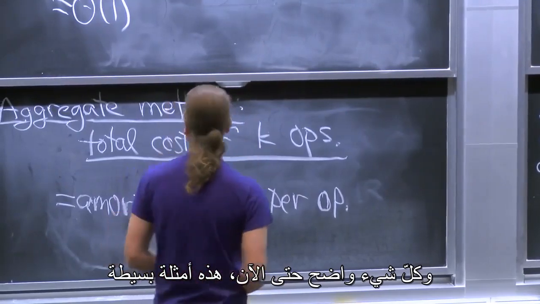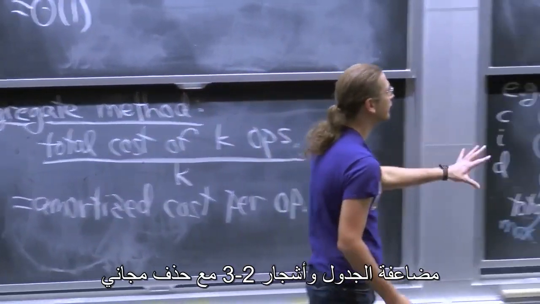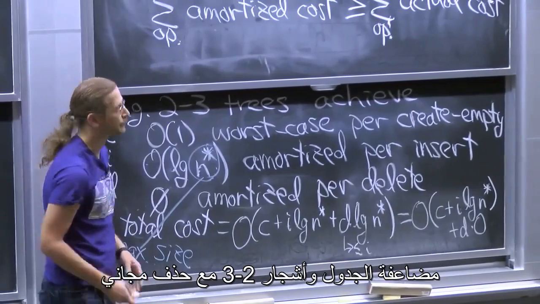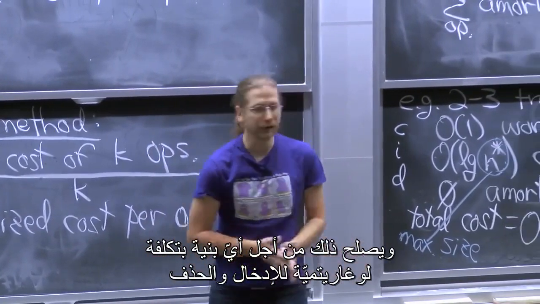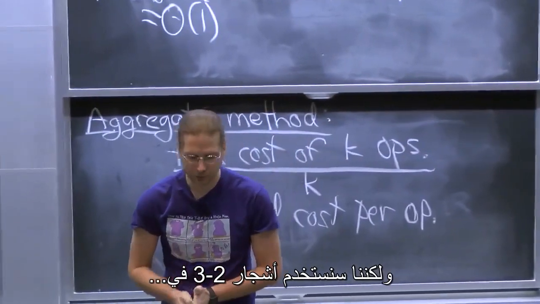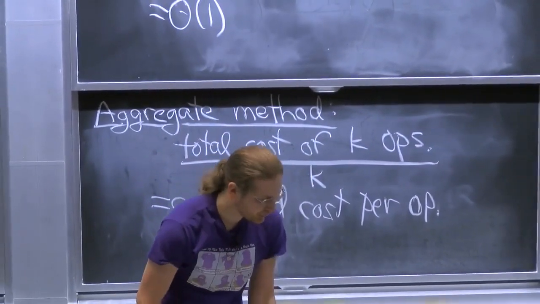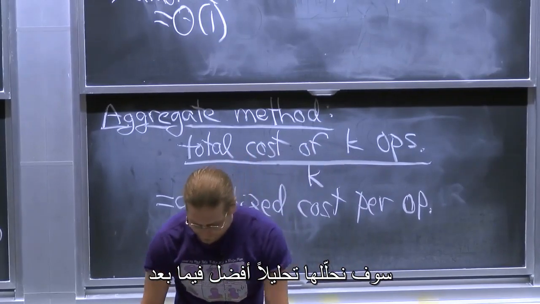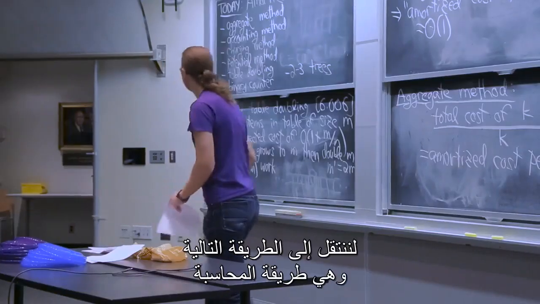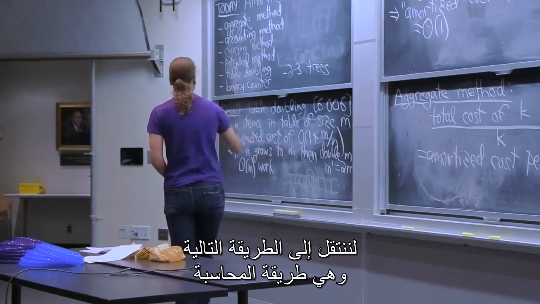Two very simple examples: table doubling, 2-3 trees with free deletion. Of course, that would work for any structure with logarithmic insertion and deletion. But we're going to be analyzing 2-3 trees in a more interesting way later on. So let's go to the next method, which is the accounting method.